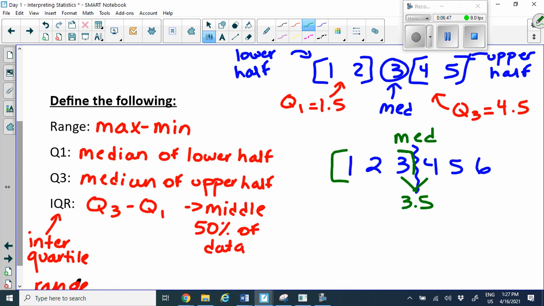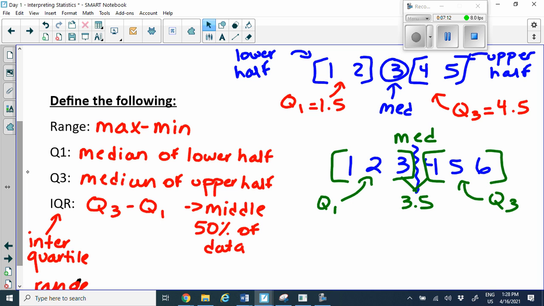Now we take our lower half, so that's 1, 2, and 3. That's our lower half of the points. And then we have our upper half, 4, 5, 6. Now in this case, it's a little bit easier to find our Q1 because it's going to be the middle number. So in our lower half, the middle number is 2, that's our Q1. In our upper half, the middle number is 5, so that's our Q3. So that's how you figure out your quartile 1, quartile 3, as well as your median if you have an even or odd amount of data points.